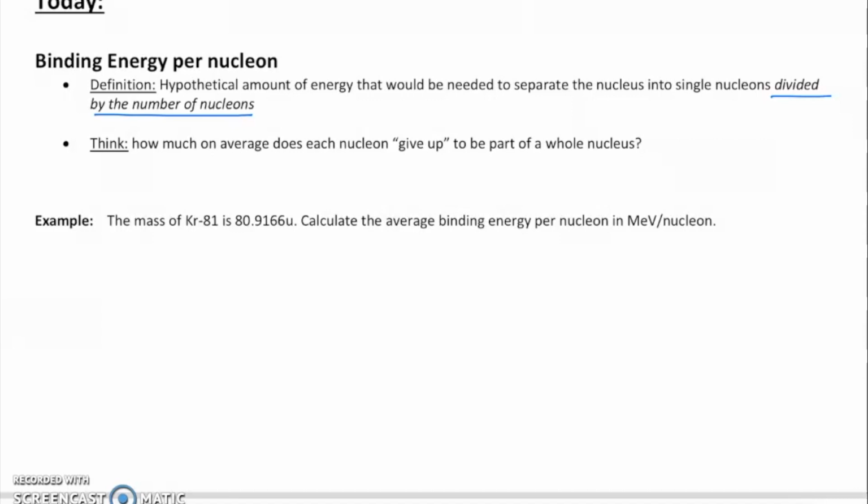So for a quick example, you're given the mass of krypton-81, a nice isotope of krypton, and your job is going to be to calculate the average binding energy per nucleon in the units of mega electron volts per nucleon. Pause the video here, give that a try, come back and check your answer.